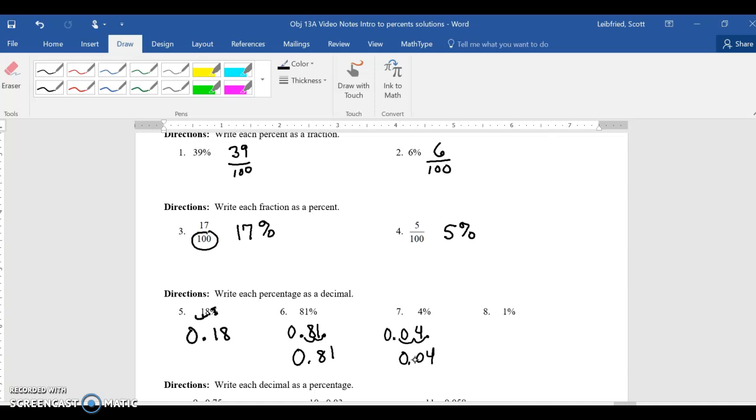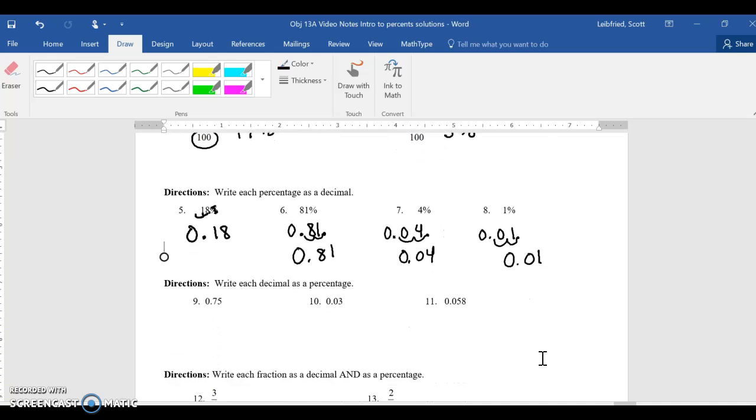Look at number 8, 1%. Again, get rid of the percent sign. We have the decimal on the right. We move it 1, 2, we add a 0 because there's not a second number, and now we add in the 0 and the decimal, so our final answer is 0.01. So that's an easy way to do percents to decimals. Basically, move the decimal place 2 places to your left.